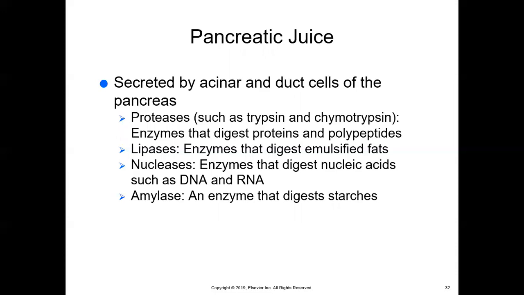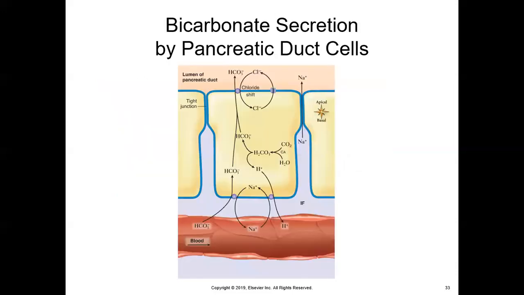Then it also secretes nucleases. Nucleases are enzymes that digest nucleic acids, such as DNA and RNA. Then you have amylase. Amylase is an enzyme that digests starches. Where did we see the name amylase before? Right, a couple slides back, it said some of the salivary glands will secrete amylase in the saliva to digest starches. Okay.